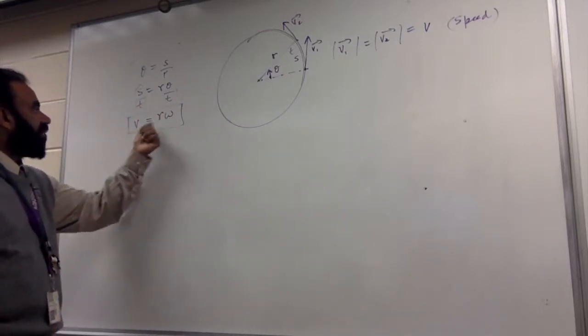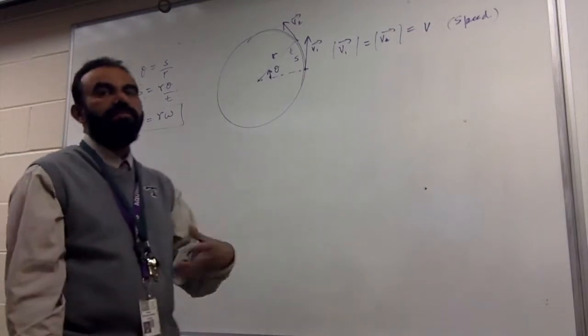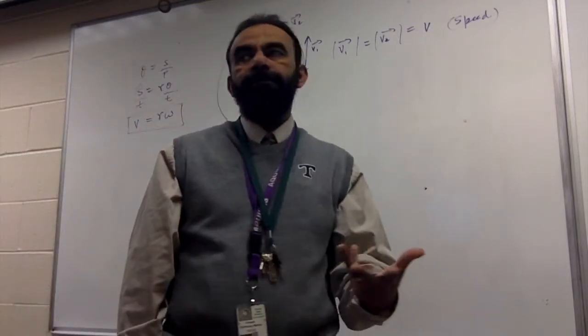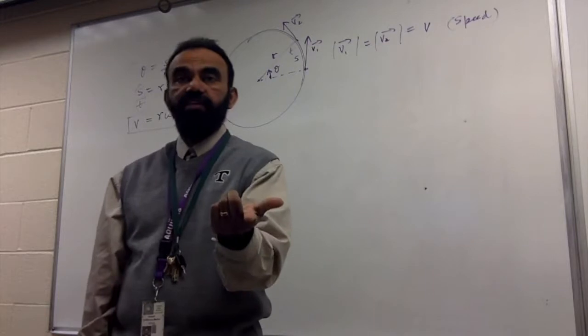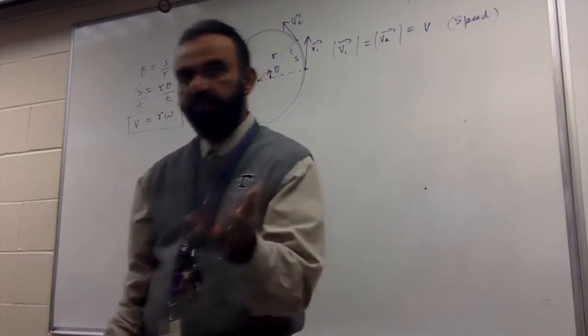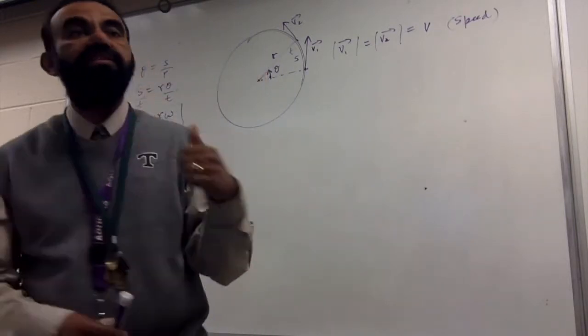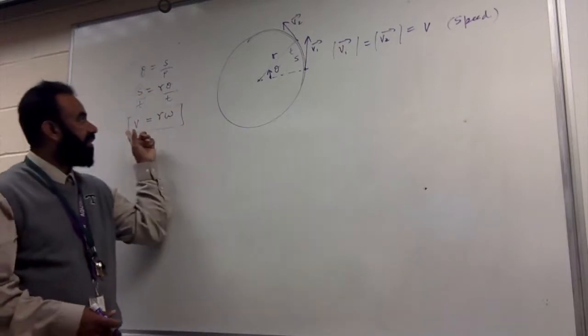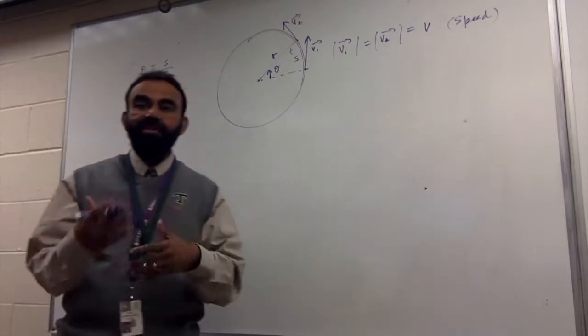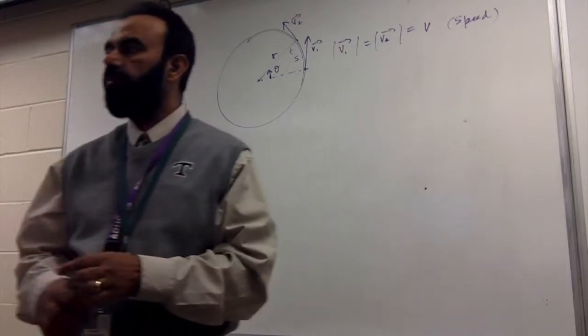All right, so V equal to R omega. Omega is the angular speed, okay? And V is a linear speed. So there is a connection between angular speed and linear speed. How fast is something moving? That is linear speed. What is the angular velocity? That is omega. All right?